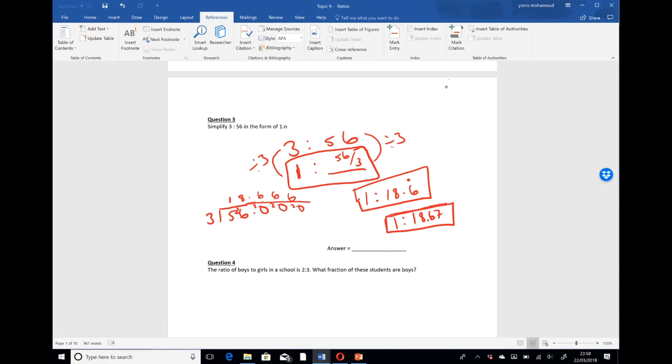Here are your 3 acceptable answers. 1 to 56 over 3 in your fraction format, or you could do 1 to 18.6 with a dot recurring, or you could say 1 to 18.67 if you want to round 18.6 recurring to 2 decimal places.